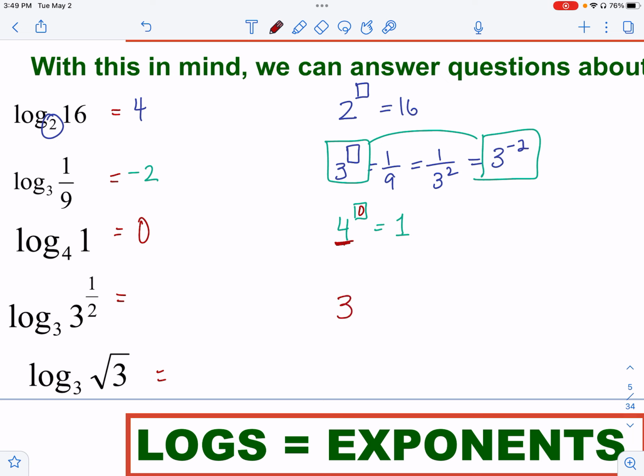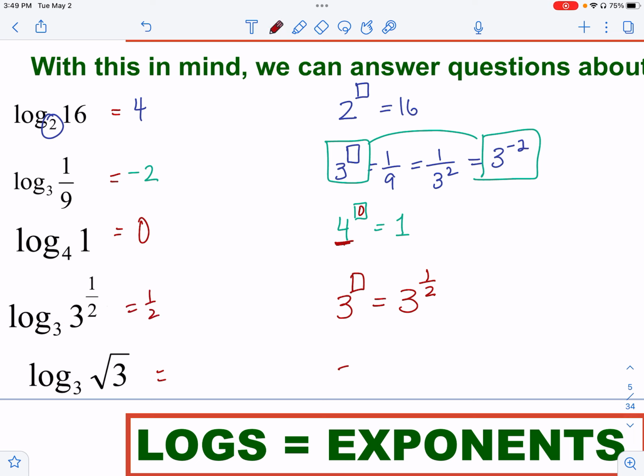Fourth one's asking me 3 to what power would be equal to 3 to the half power. Here's the base. To what power would equal this value? And once you convert it, you can clearly see that the answer has to be half.